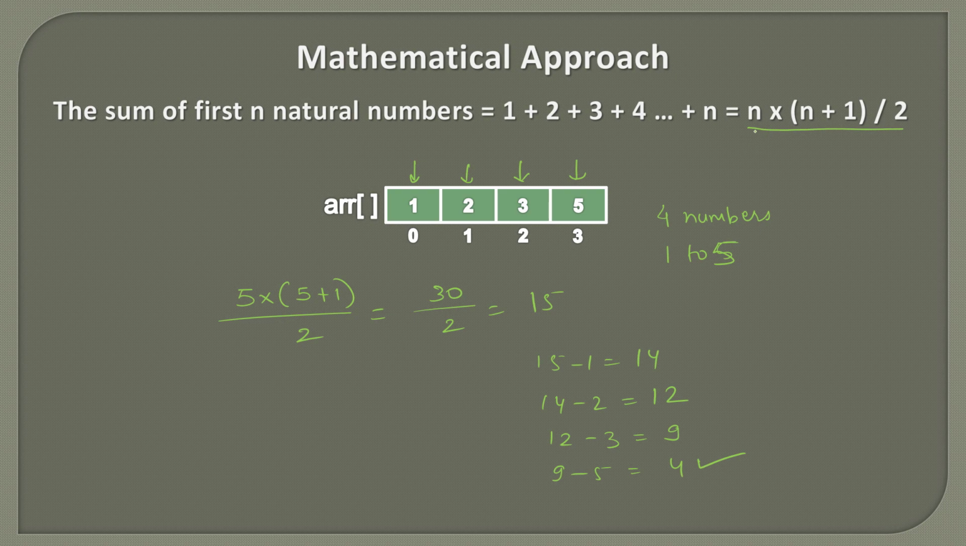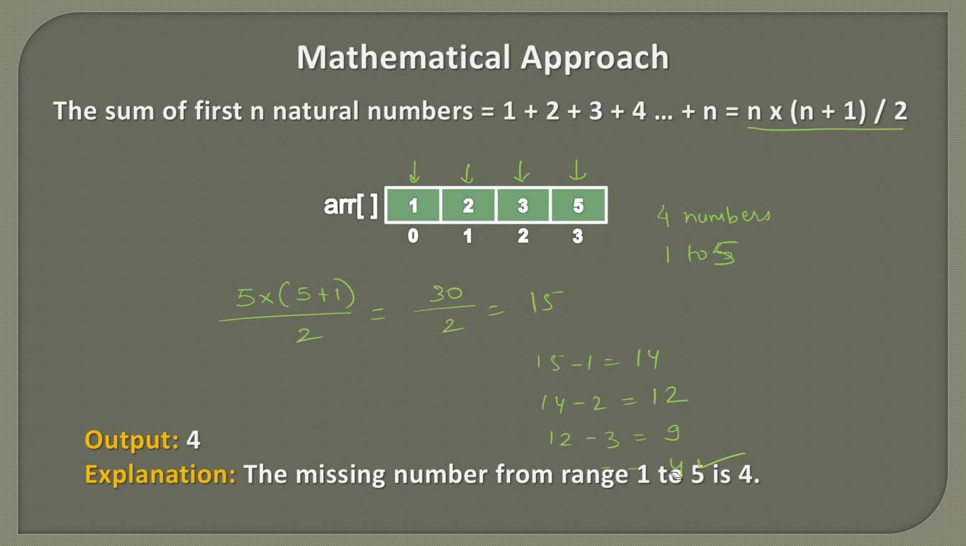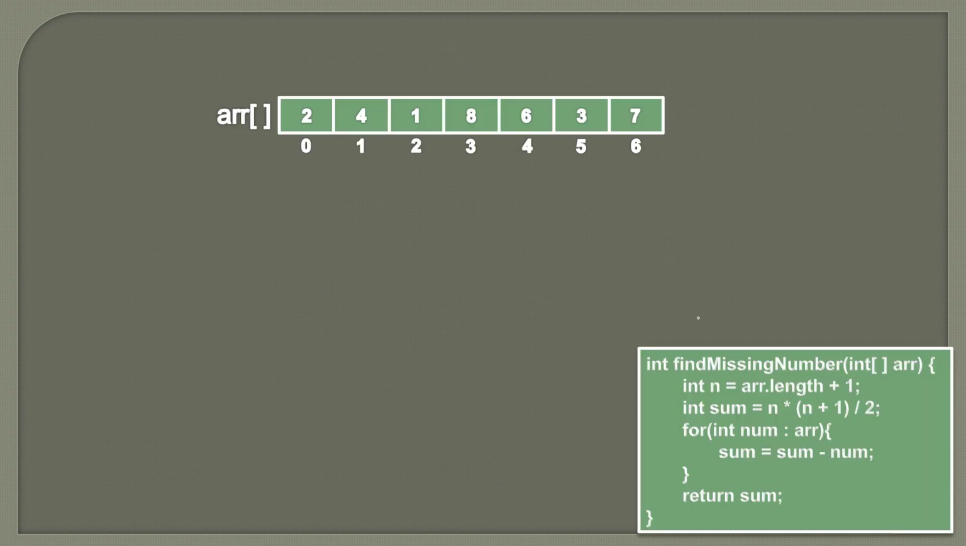So here you can see that this formula is very helpful in many coding problems, and this is one such problem. So here the missing number is 4, which we just evaluated using this mathematical formula. Now let's move ahead and see the algorithm for it. So here you can see the algorithm is very simple. So let's see the demonstration of this algorithm step by step using this array.